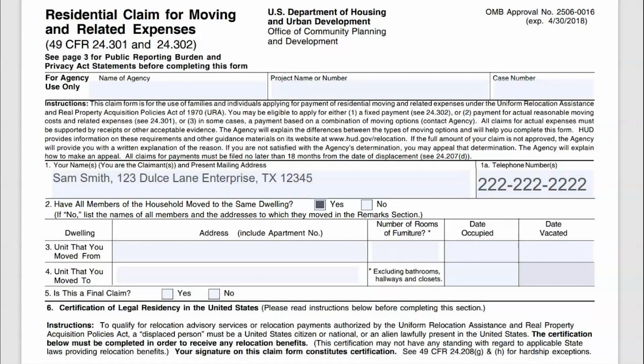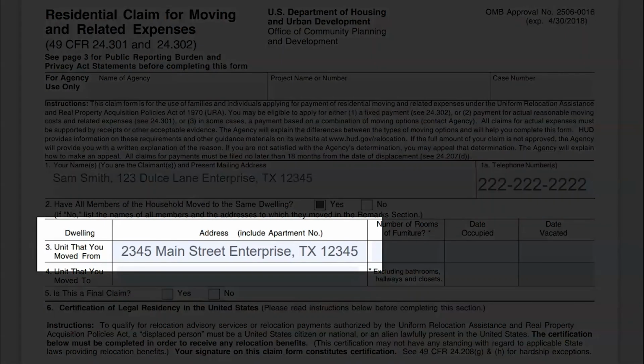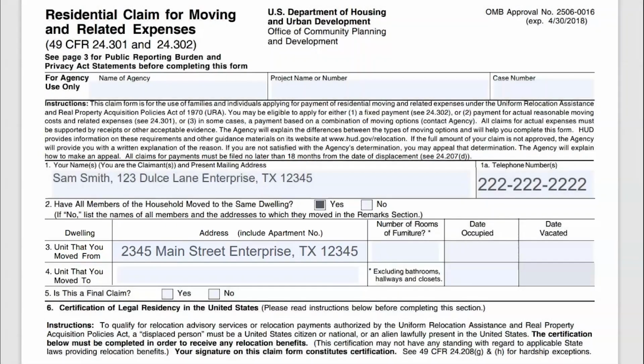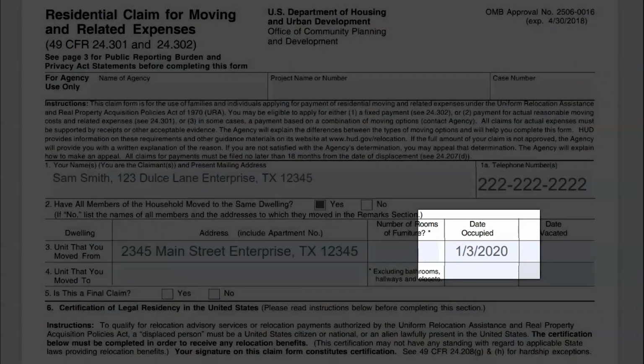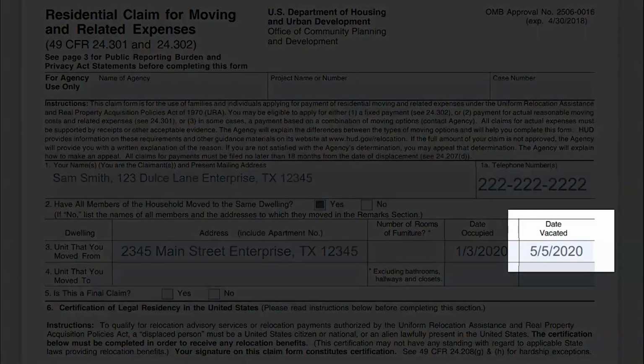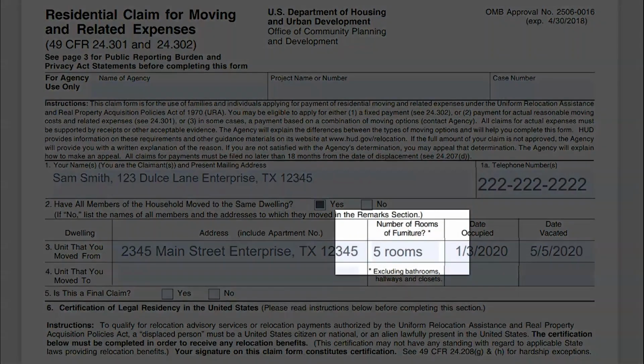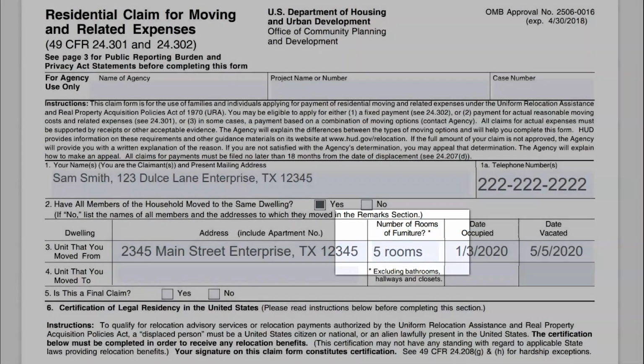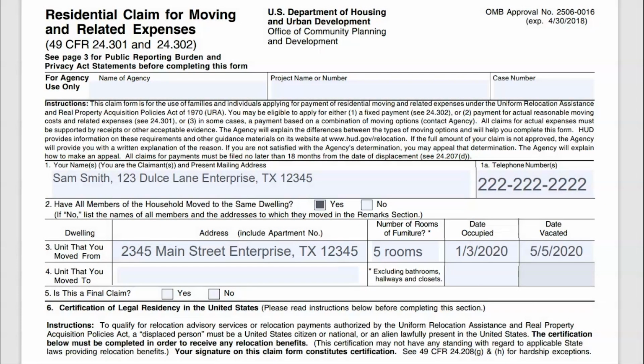If the claimant selects no, that the household members did not all move to the same dwelling, in the remarks section at the end of page 3, they should list all names of the original household members and the addresses they moved to. Question number 3 asks for the address of the home the claimant is moving out of, the date the claimant originally moved into the unit, and the vacate date of the original unit. Then lastly, the number of rooms of furniture in the unit. Note the number of rooms of furniture does not include bathrooms, hallways, and closets.